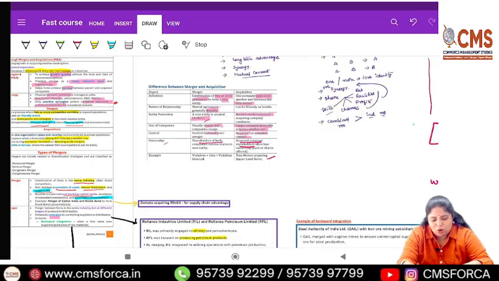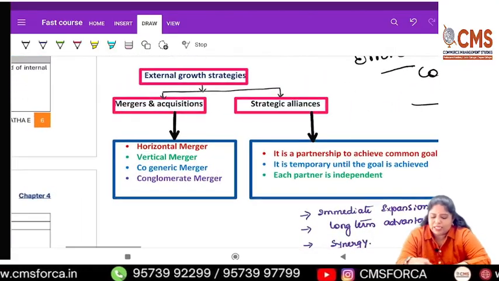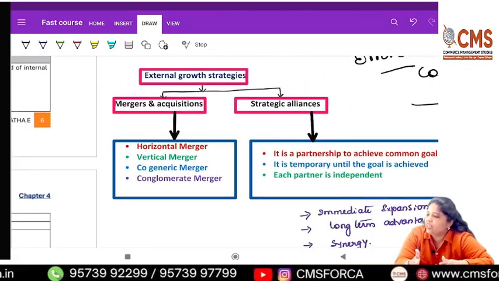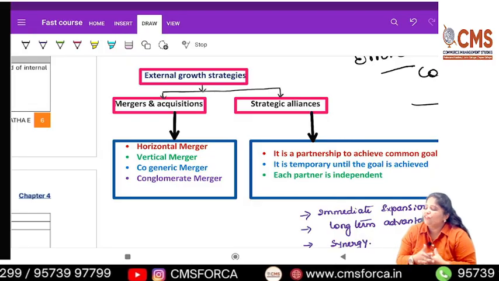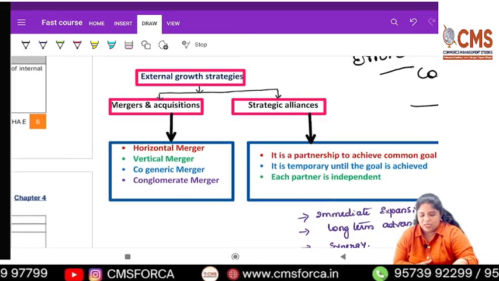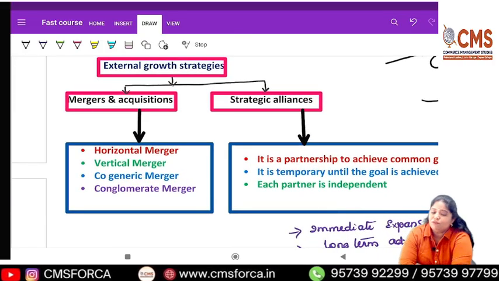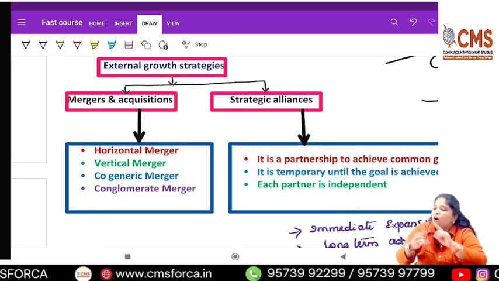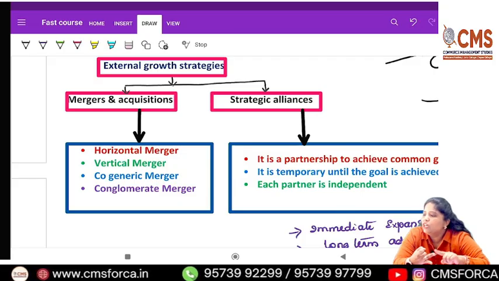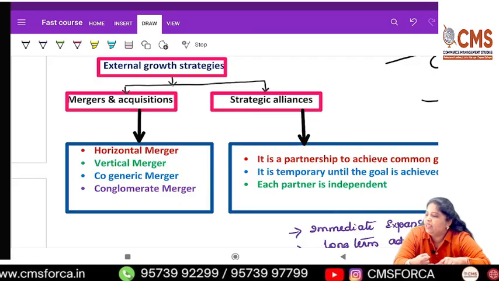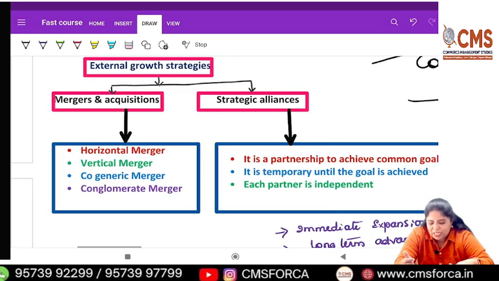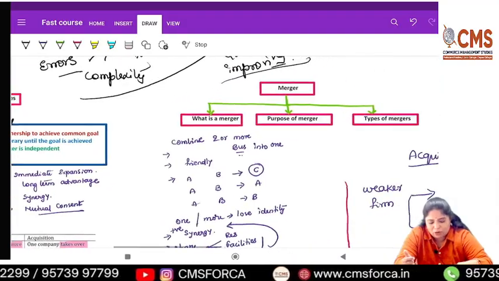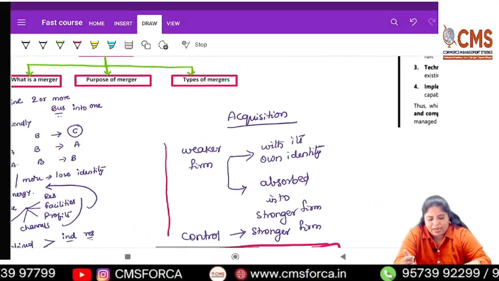So, as we are done with external growth strategies of merger and acquisition, now let's get back to discuss the different types of mergers. What are the different types of mergers you observe here? A horizontal merger, vertical merger, congeneric merger, conglomerate merger, right? Now let's talk about each type of merger in detail.